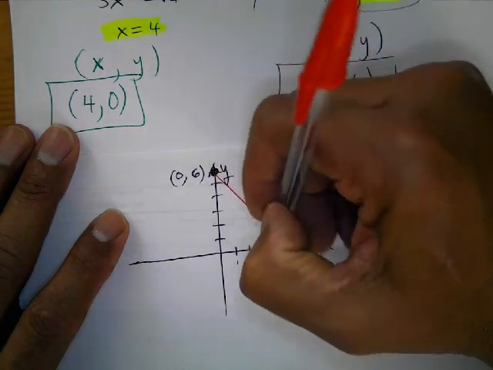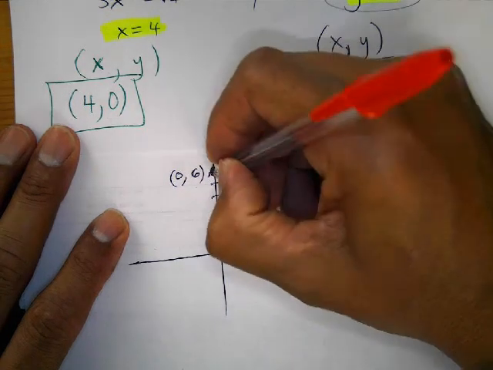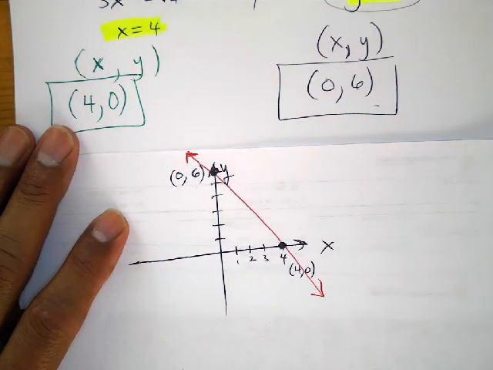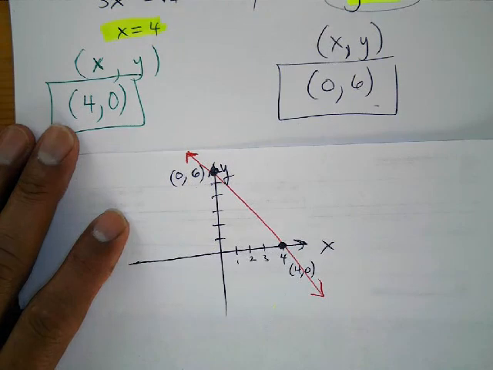So this is telling you that this line is hitting right there at 4 and hitting right there at 6. So you graph the line that goes through those points. That's how you graph using intercepts.